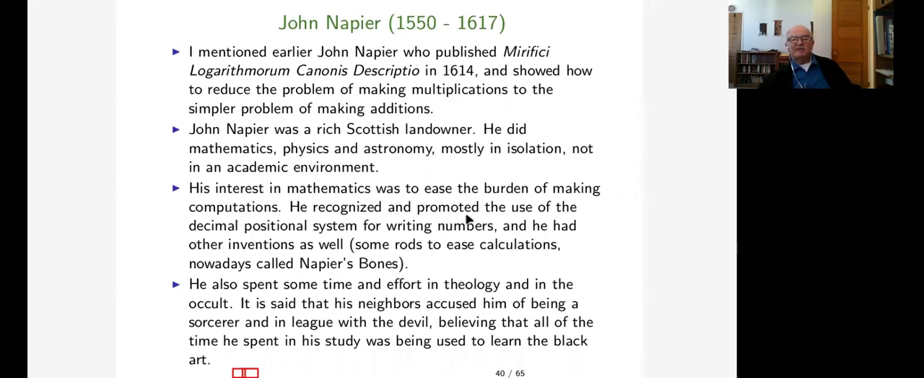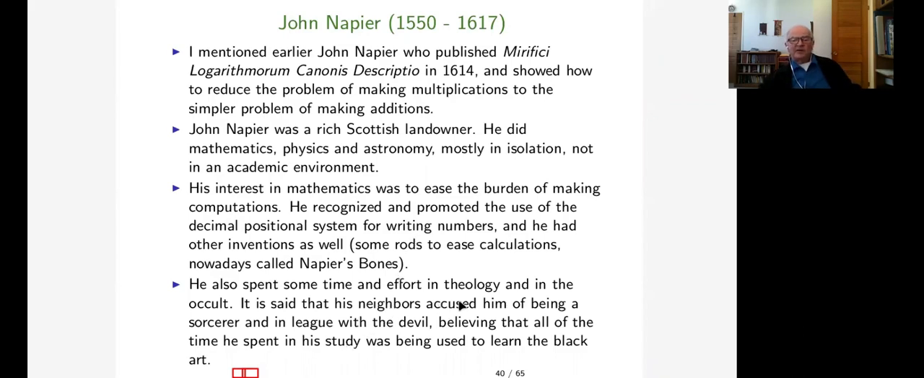And he recognized and promoted the use of these tables, these decimals. First of all, he realized the importance of the decimal positional system. The Hindu-Arabic numbers were already widespread, but not completely accepted yet. And he was promoting it, that this is the way to write numbers.